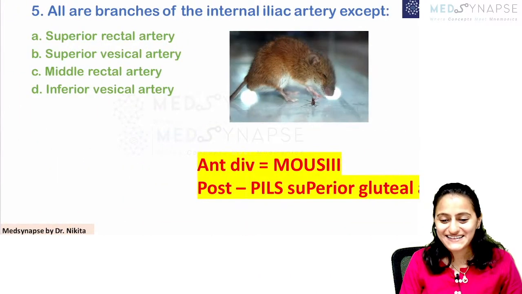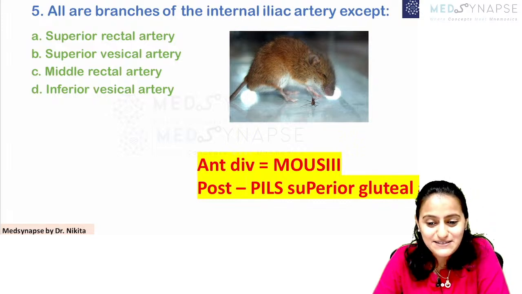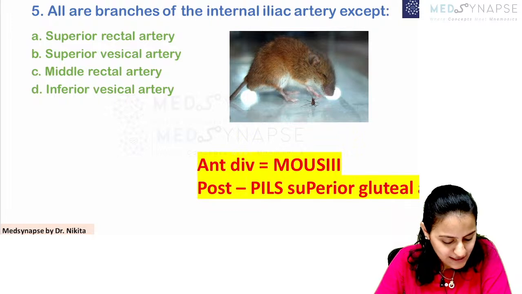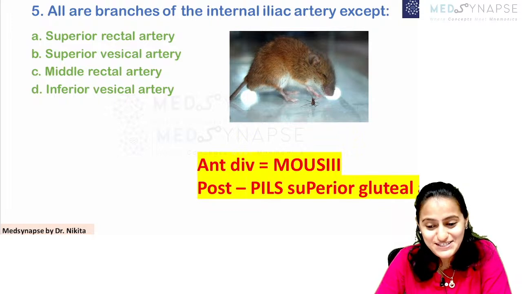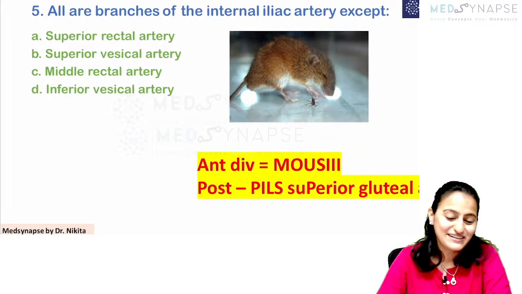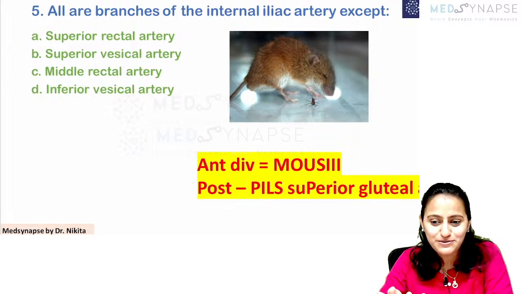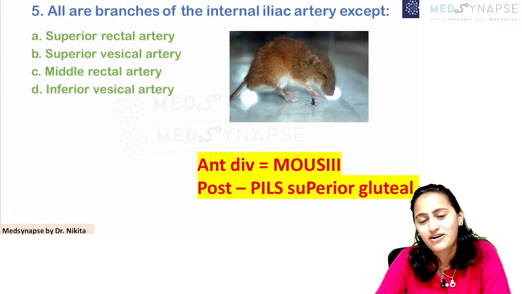All right, going to the next one. I've already written the mnemonic here for you guys. Tell me what is the answer to this one. All are branches of the internal iliac artery except. That's the very reason we are having this session, so that you can revise the mnemonics, and if you're able to recall, that is going to give you extra confidence.